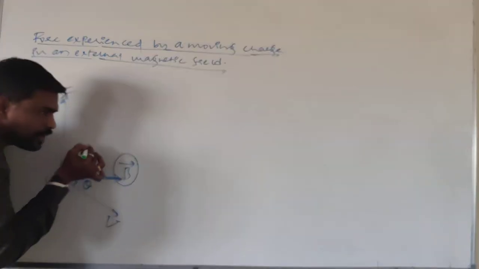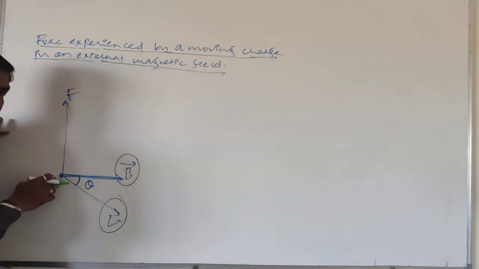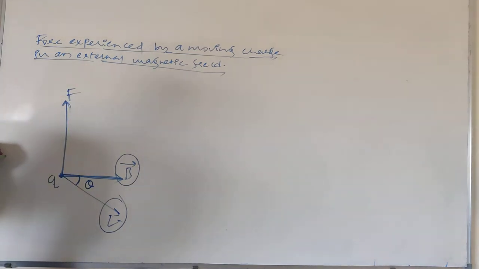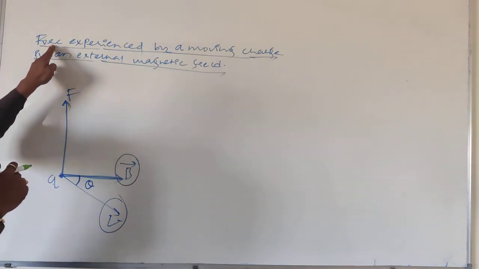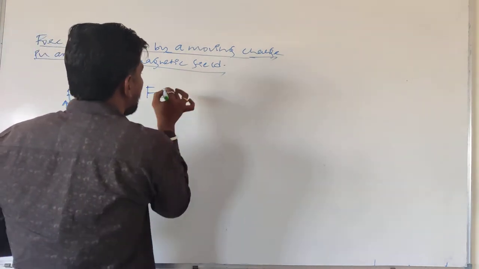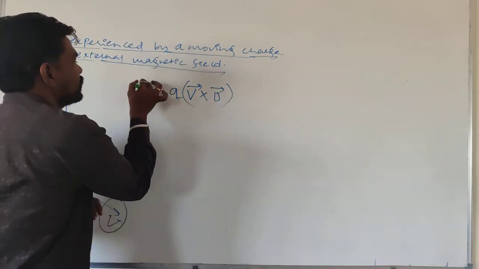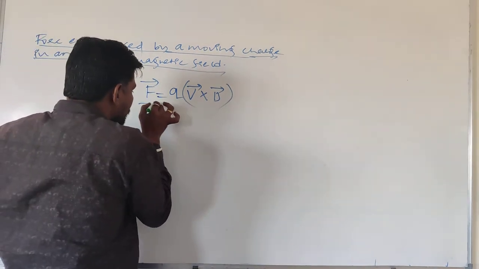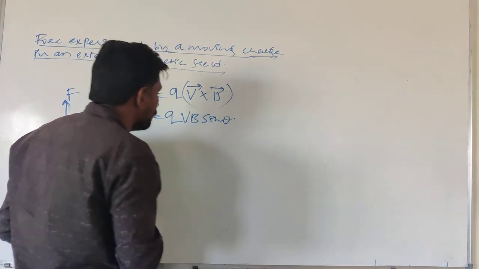Here B is the magnetic field, v is the velocity of that charge, and q is the charge. This is the force experienced by a moving charge in an external magnetic field. The force becomes F equals q, v cross B. Then F equals q v B sin theta.